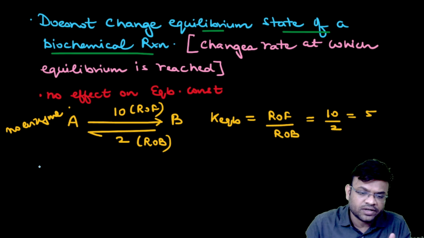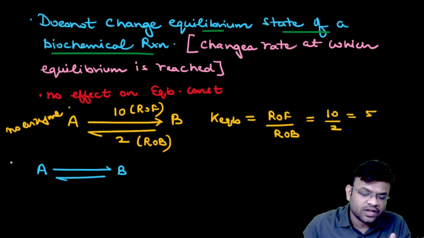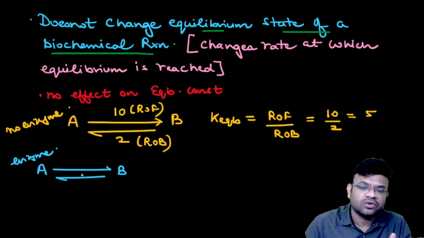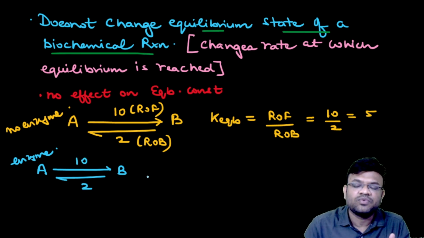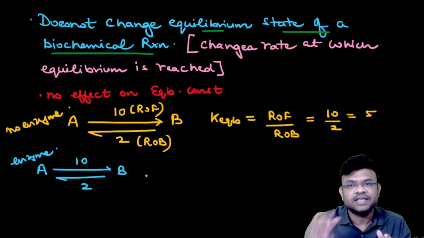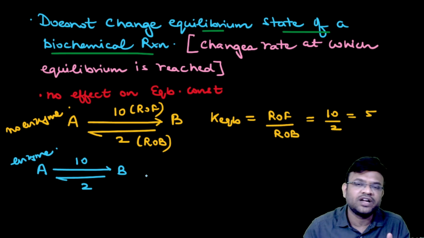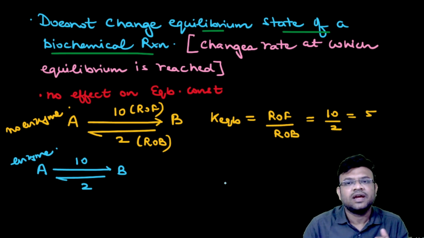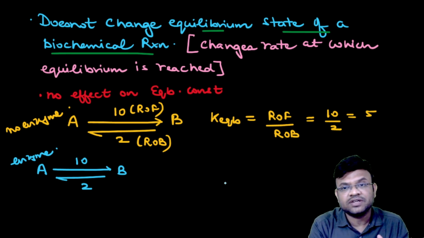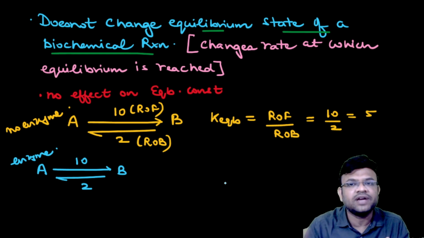Let me just draw it. So suppose A is getting converted into B. Remember that over here we are using enzyme. Enzyme is present. Now over here this was 10 and over here this was 2, and suppose I am saying that this enzyme is impacting both forward and backward reaction. Let us say it is increasing the forward reaction and backward reaction, let us say by 100 times.